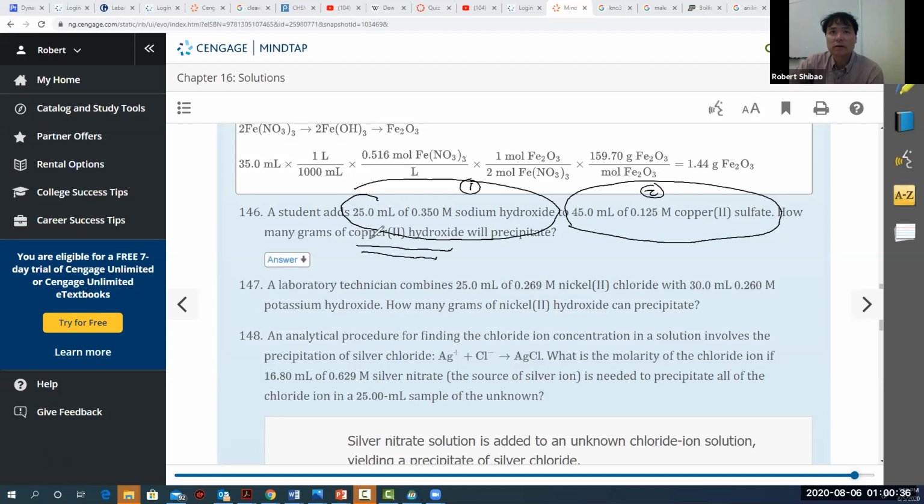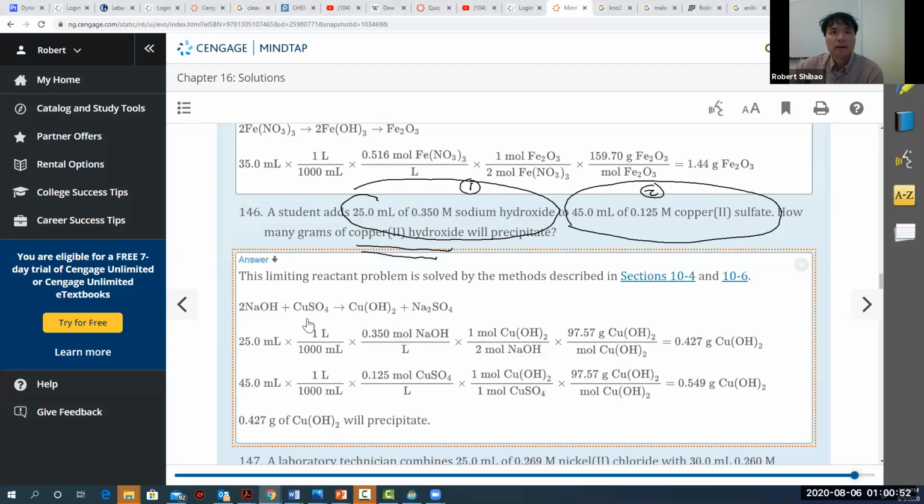So we figure out the yield of copper 2 hydroxide from calculation 1 and then figure out from calculation 2 and pick the smaller amount. The smaller amount's the limiting reagent and the small amount is the theoretical yield. And so that's what we're looking at for this particular problem. And so we pick the smaller amount. So first we figure out how much is going to come from the sodium hydroxide. So go from milliliters solution to liters solution to moles of sodium hydroxide, moles of sodium hydroxide to moles of copper 2 hydroxide to grams of copper 2 hydroxide. It was 0.427 grams.